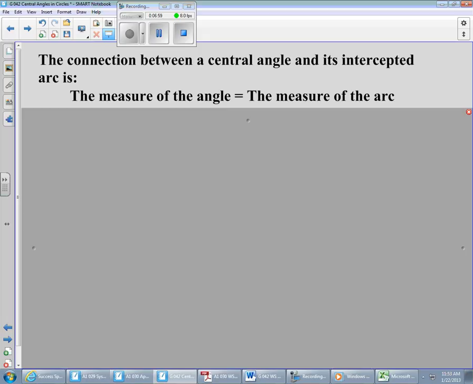The measure of the angle is going to be equal to the measure of the arc. And of course, by the symmetric property, you can read that backwards as well. The measure of the arc is going to equal the measure of the angle. So it's very easy to say that if you can figure out what one of them measures, then you will know exactly what the other one measures.